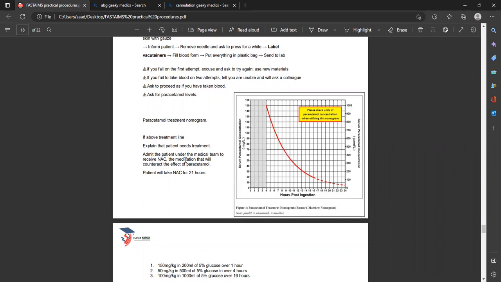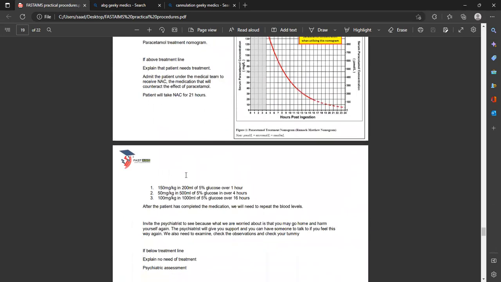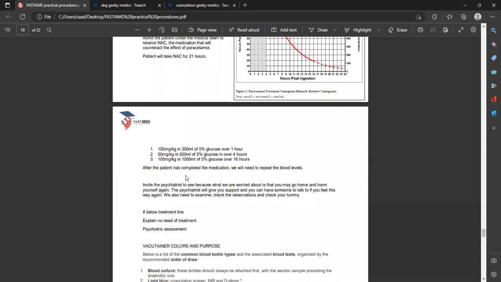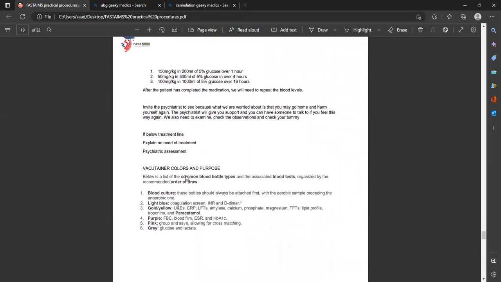Compare your paracetamol levels on the nomogram. You will see either it is above the treatment line or below the treatment line. If above, state the treatment, like you are going to start N-acetylcysteine for 21 hours. If it is below, then there is no need for treatment. It's simple. People usually don't make any mistakes in it. You can go through this in a while. I will show you the video.